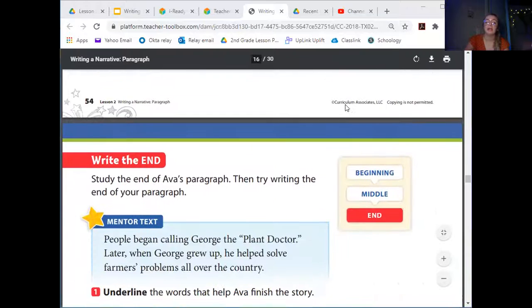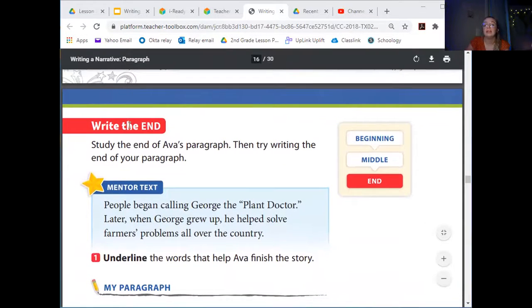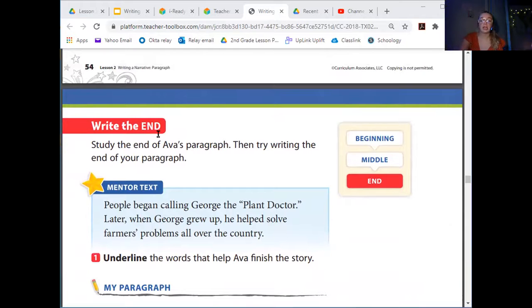We're moving on to page 55. Write the end. So, study the end of Ava's paragraph. Then try writing the end of your paragraph. So again, they have part of Ava's from the mentor text right here, so we don't have to keep flipping back to see it. It says, people began calling George the plant doctor. Later, when George grew up, he helped solve farmers' problems all over the country.